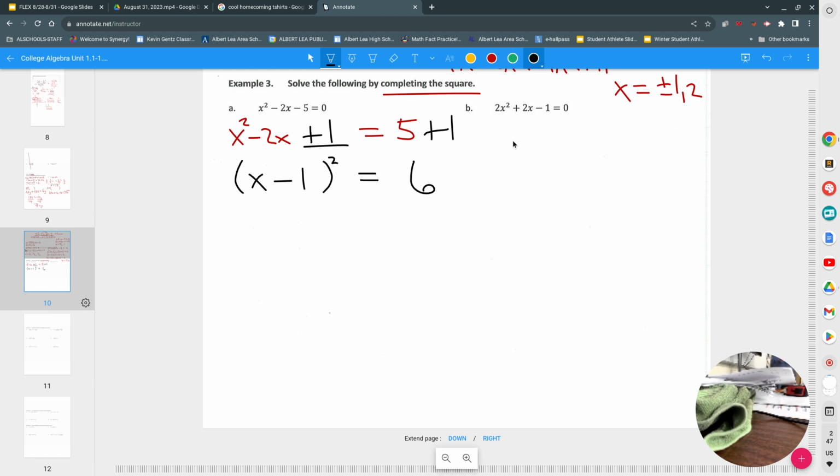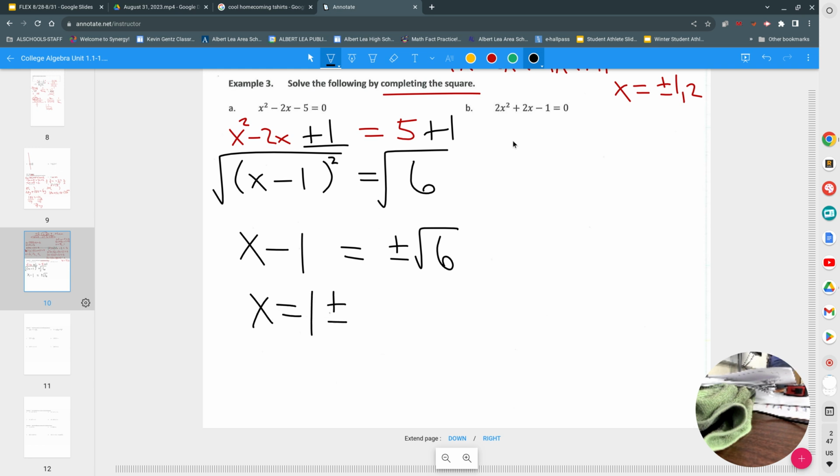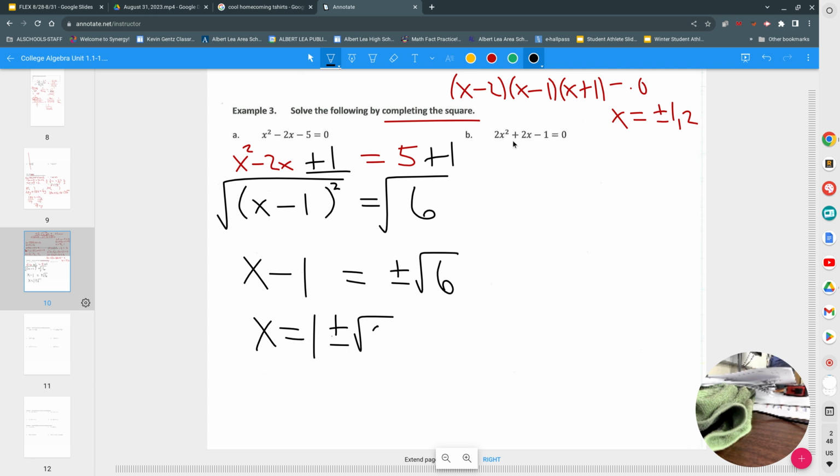How do I get rid of the squared? Square root both sides. If I square root both sides, I'm left with x minus 1. Now, because it's an x squared, how many solutions will you have? 2. So you need to list plus or minus the root of 6. That's how you come up with your 2 solutions. And to finish this off, we simply add 1 to both sides. X is 1 plus or minus the root of 6. And there are your 2 solutions.